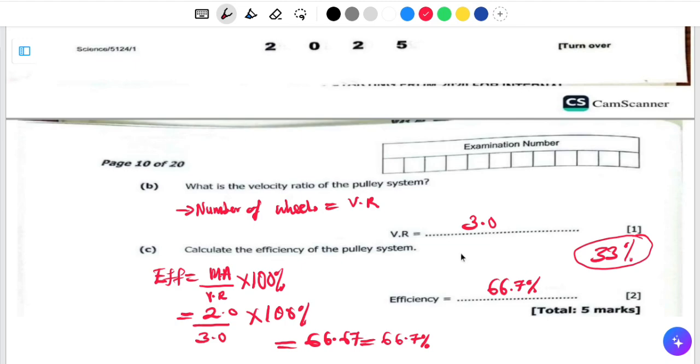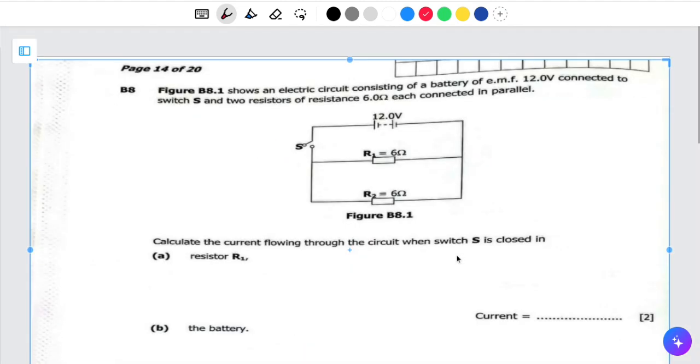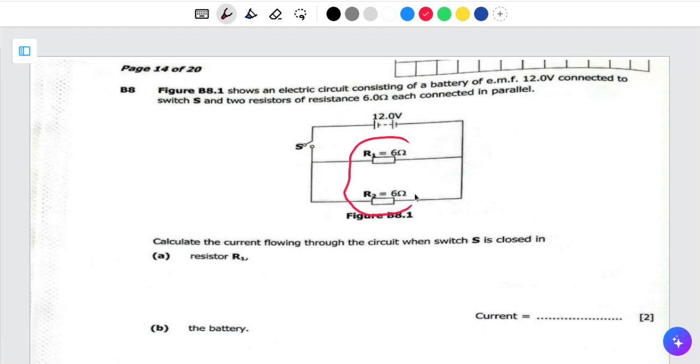Let's try to answer the last one, which is question B8. Figure B8.1 shows an electric circuit consisting of a battery of electromotive force 12.0 volts connected to a switch S and two resistors of resistance 6.0 ohms each, connected in parallel. The electromotive force is also equal to the voltage, which is 12.0 volts.